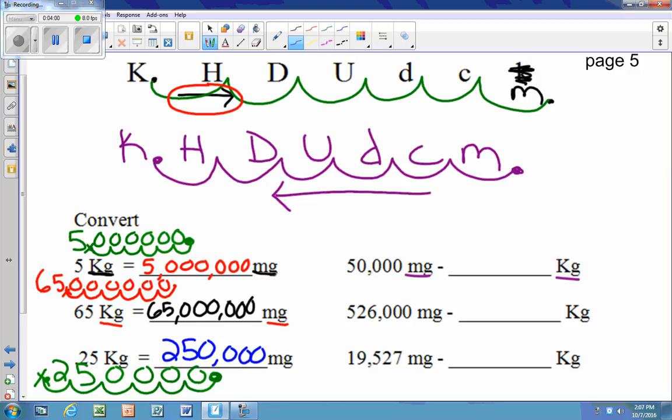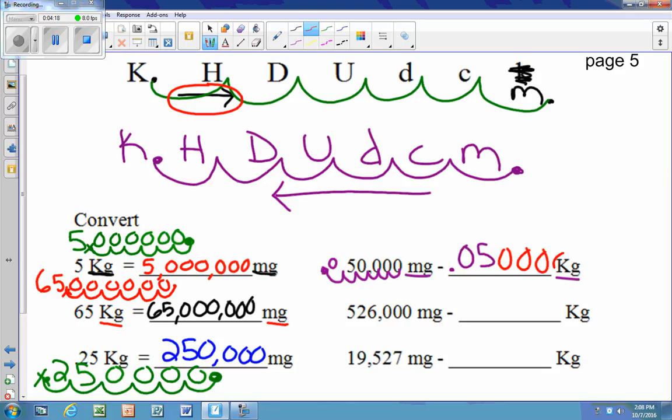Notice I'm looping around. So when I have 50,000, I can go 1, 2, 3, 4, 5, 6. I have to add a 0 there. So my new answer is like this. If I want, it's still correct. I could add all these zeros.